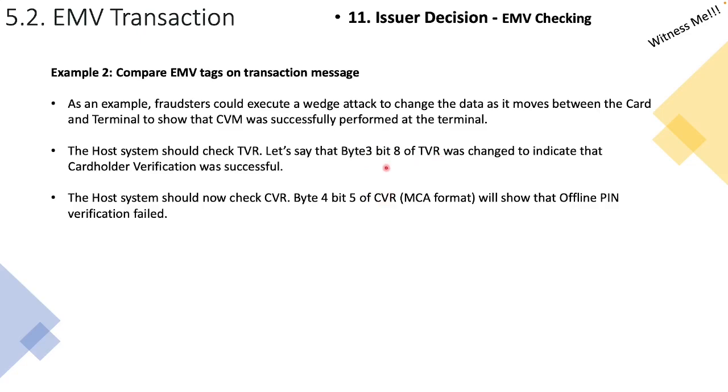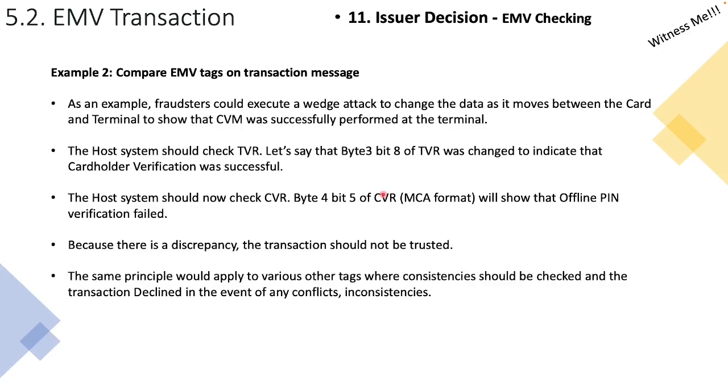what the issuer host now sees is a discrepancy. It sees one participating entity saying CVM was successful, and another one, the card, saying it wasn't successful. So because of the discrepancy, this is suspicious, and it should be a reason for the issuer host to request a decline for the transaction. Right. The same principle would apply to various other tags, right? So it's not just comparing TVR against CVR. There are lots of tags and fields on the ISO 8583 message that can be compared against one another, just to ensure that there's consistency. And the minute you find any conflicts or inconsistencies, this should be regarded as suspicious.